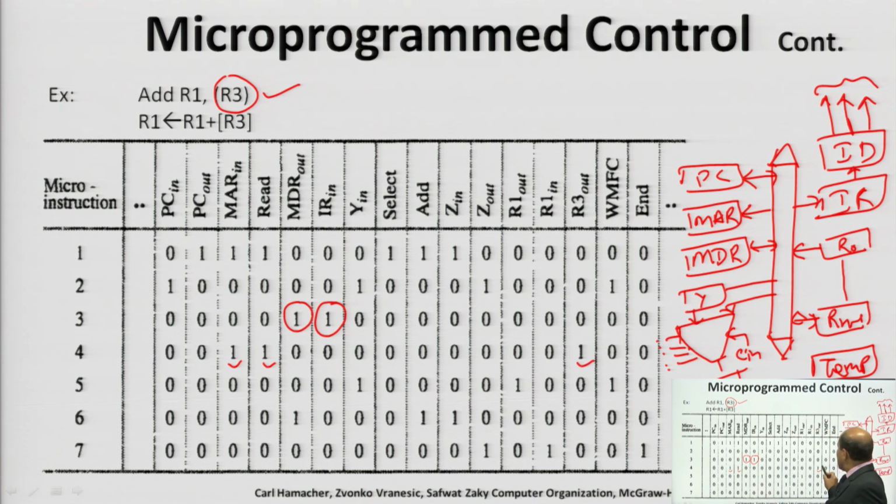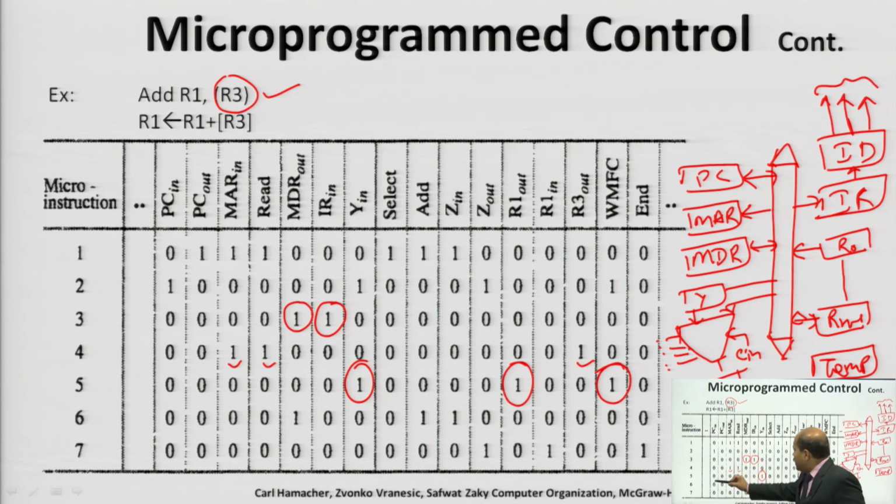So, R3 will provide an address and this address has to be transferred to MAR, and through MAR the memory will be indicated or marked, where the address of the instruction is given. The read signal is to be issued by the control unit to indicate to the memory that a fetch operation is going to be performed. And in the fifth step you can see the Y in signal was enabled, the R1 out signal is enabled and the WMFC signal was given.